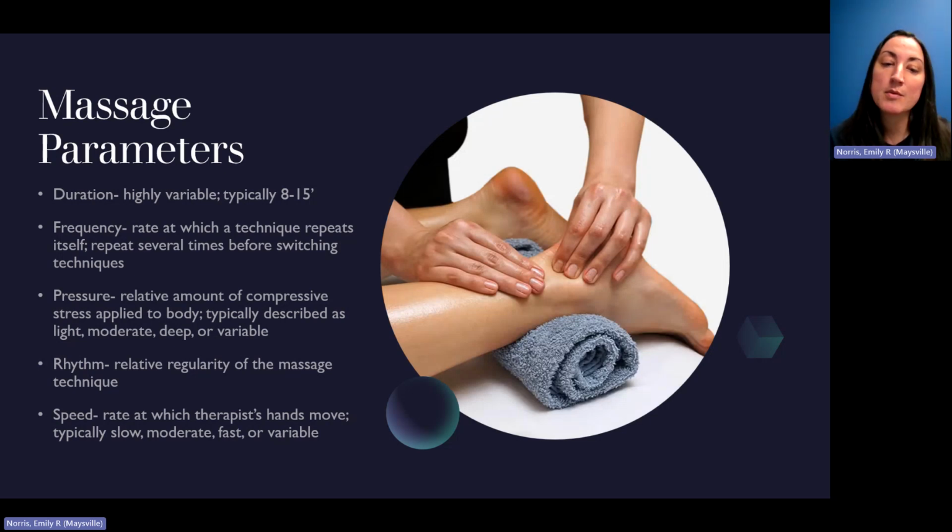The speed is just the rate at which the therapist's hands move, and we describe it as either slow, moderate, fast, or variable, but typically more slow and rhythmic helps with relaxation. More fast speeds could help with muscle activation if that's your goal. So it would depend on your goal, but for the most part, most of our massage techniques are performed in either a slow or maybe even slow to moderate speed.